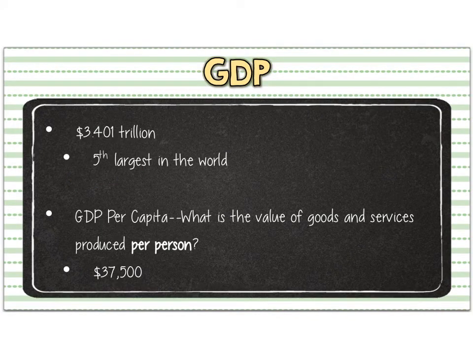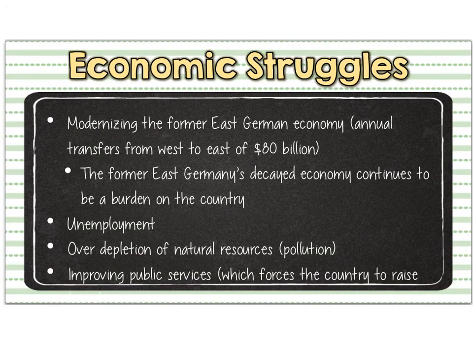In the GDP section, I want you to put 3.401 trillion. This is fifth largest in the world. Their GDP per capita is 37,500. This is the value of goods and services produced per person. Okay, here are some of the economic struggles that Germany has. List 2 or 3 of these in the economic problems section of your notes.